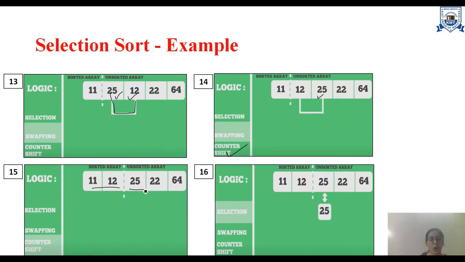So again we begin our operation. We start with assignment of minimum to be the first element in the unsorted list, that is 25. Now this 25, once it is assigned to be the new minimum, is compared with the next element present in the list, that is 22.